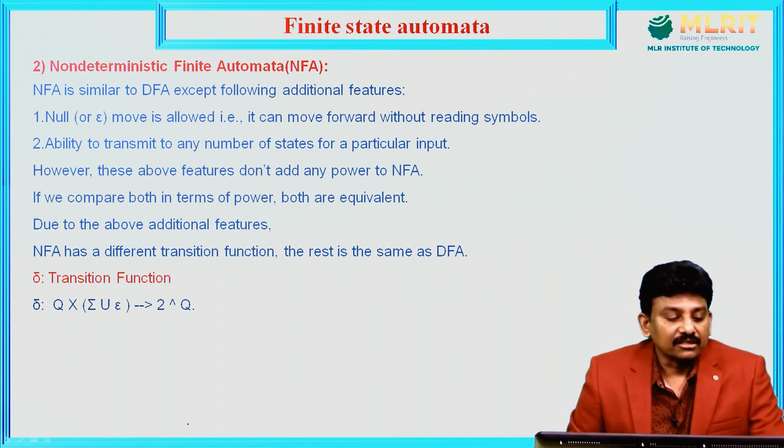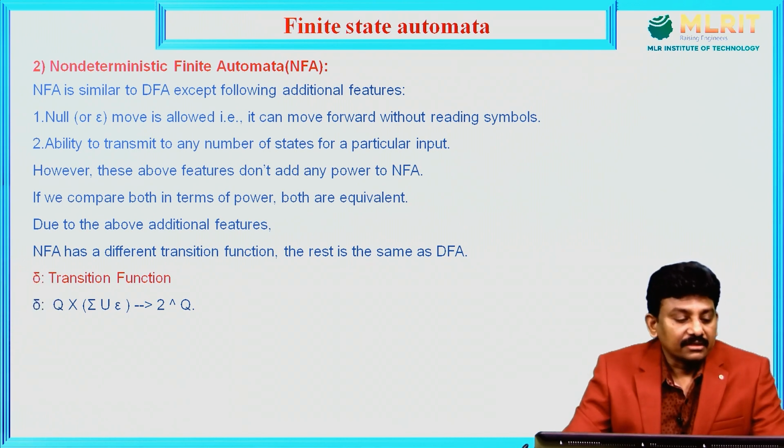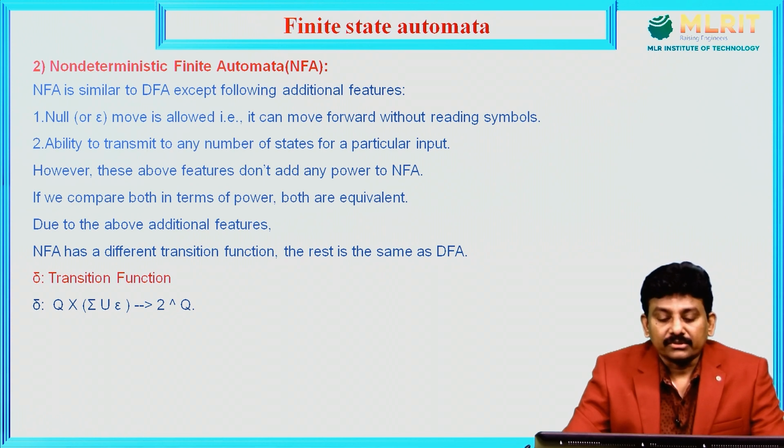Then non-deterministic finite automata: an NFA is similar to a DFA except for the following additional features. A null move is allowed, that is, epsilon is allowed in an NFA; it can move forward without reading any input symbol. So without any input symbol, the NFA will move to the next state. It also has the ability to move to any number of states for a particular input. So unlike a DFA, an NFA can move to more than one next state for a particular input symbol. However, these features do not add any power to an NFA. In terms of power, NFA and DFA are equivalent.